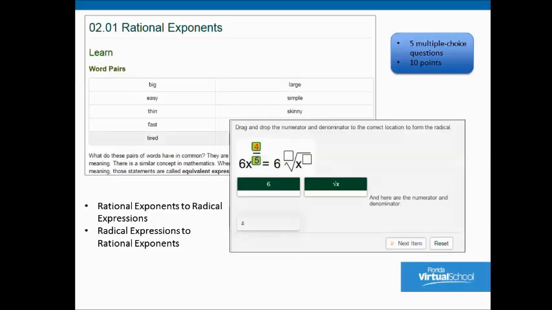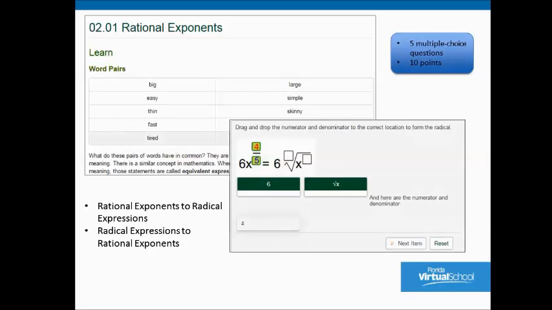For 2.01, the students start off with rational exponents. And for the hook for this one, they start with comparing things, like big to large, easy to simple. So it's like a thesaurus type thing. So the students realize what they're getting ready to do is similar to things they have already learned before.